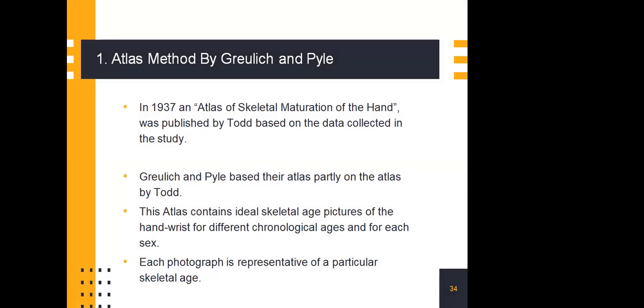In 1937, an atlas of skeletal maturation of the hand was published by Todd based on the data collected in a study, and Greulich and Pyle based their atlas partly on the atlas by Todd. This atlas consists of skeletal age pictures of the hand and wrist for different chronological ages and for each sex. Each photograph is representative of a particular skeletal age.